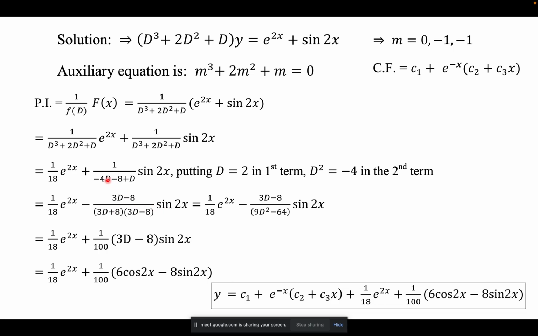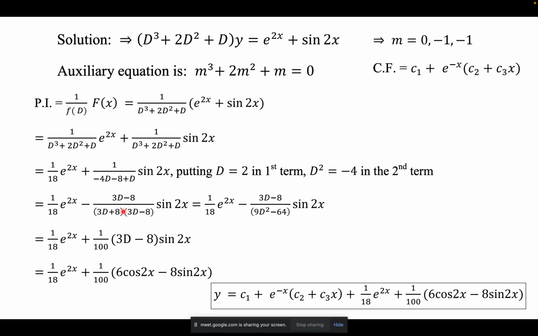The term appearing here is minus 3d minus 8, right? And the minus sign can be taken out, so you are left with 3d plus 8. Now if you multiply the denominator and numerator by 3d minus 8, you will get a power which depends on d square, right? And you know how to act d square on sine 2x. So here I have multiplied the denominator and numerator both by 3d minus 8, because in the denominator the 3d plus 8 term appeared.